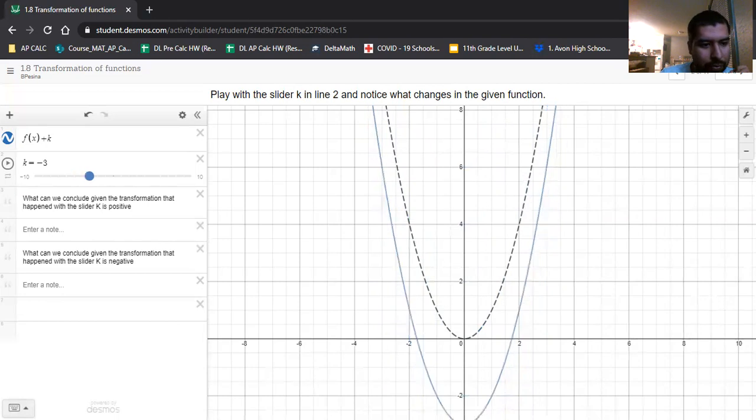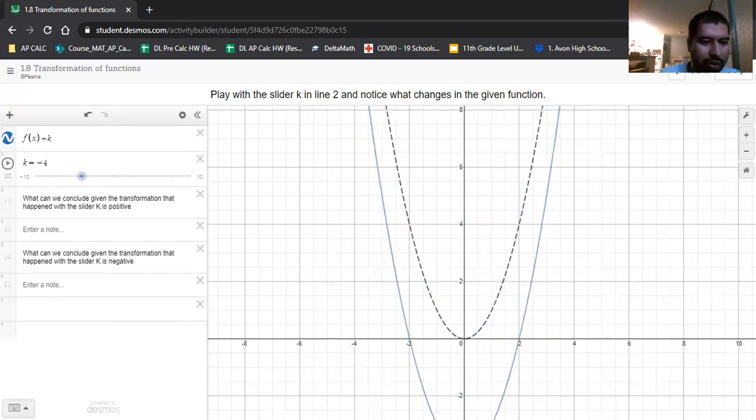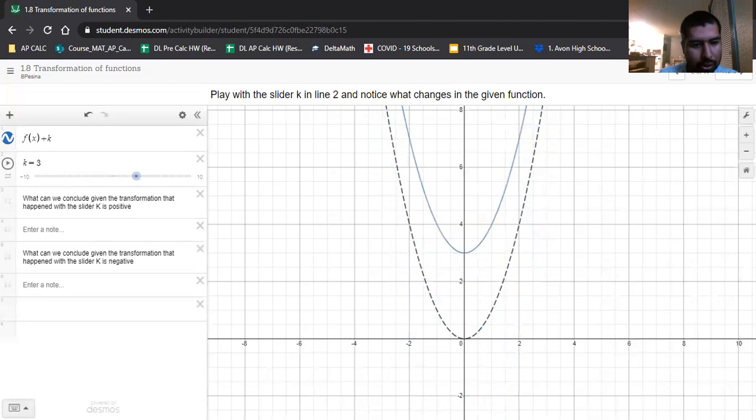It's asking us, what can we conclude given the transformation that happened when k is positive? We just noticed that when k is a positive number, it goes up. So when k is positive, it's a vertical shift up. What can we conclude when it's negative? Well, when k is negative, it is a vertical shift down.